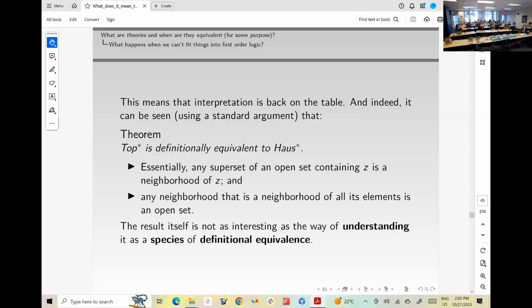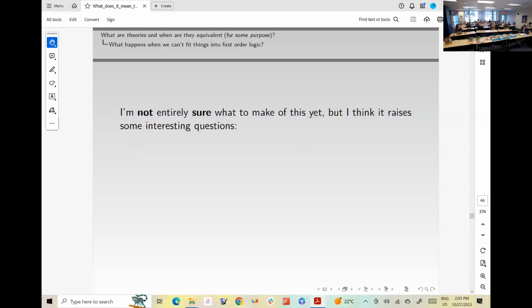So I want to stress that this result is not very interesting in itself. The thing I think is interesting is that it provides a way of understanding this equivalence as a species of definitional equivalence, albeit in a strong logic. Okay. I'm not entirely sure what to make of this yet, but I think it raises some interesting questions.